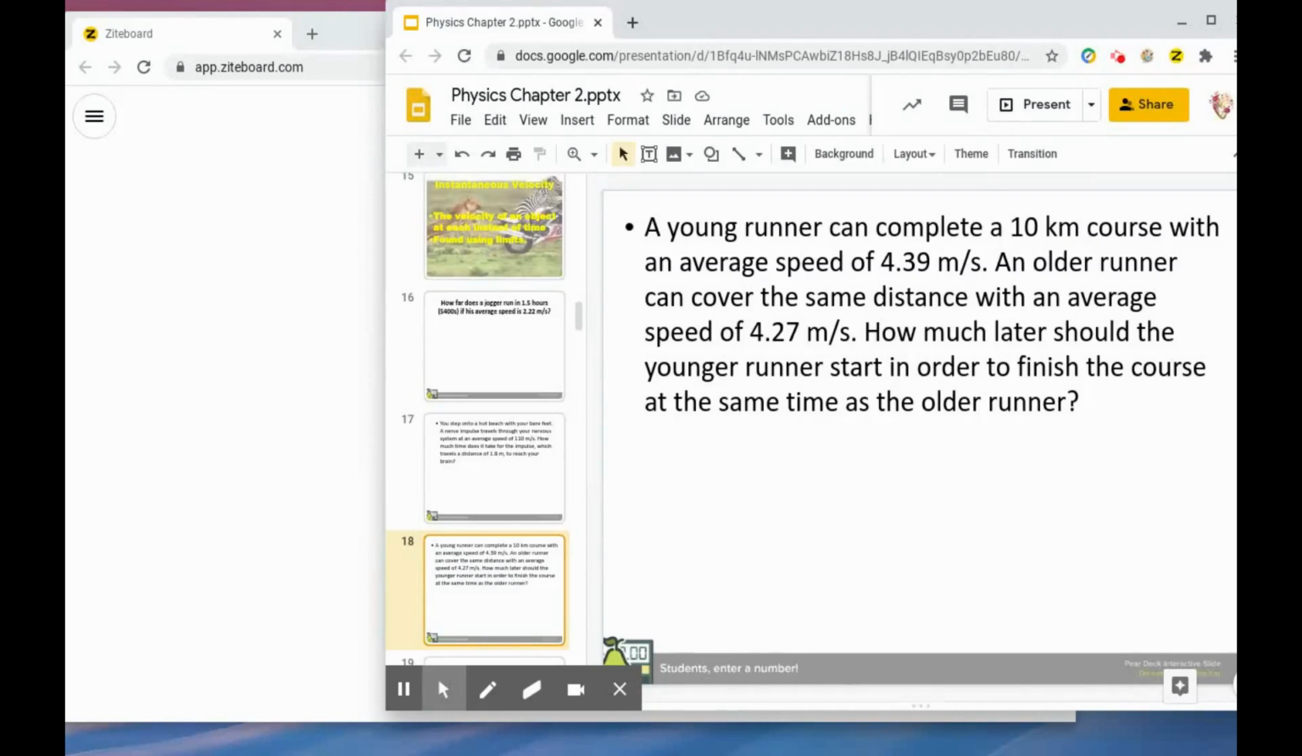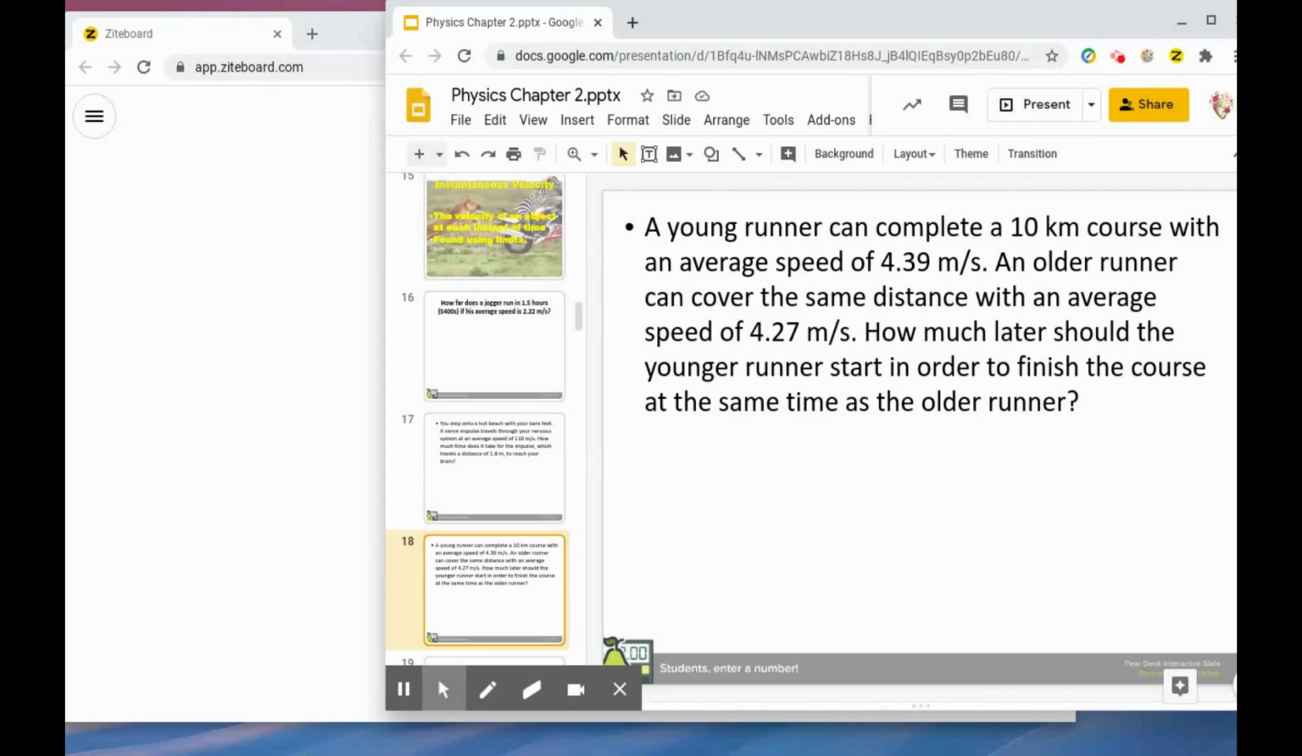of 4.39 meters per second. An older runner can cover the same distance with an average speed of 4.27 meters per second. How much later should the younger runner start in order to finish the course at the same time? So we really have a couple different problems here. We have to figure out the time it takes the young runner to complete the 10K course and then the older runner, and then we're going to have to find the difference.